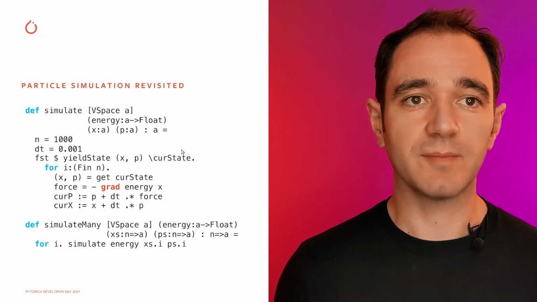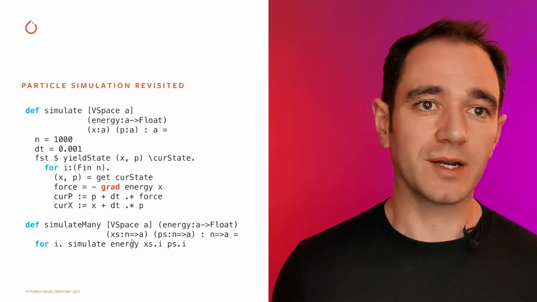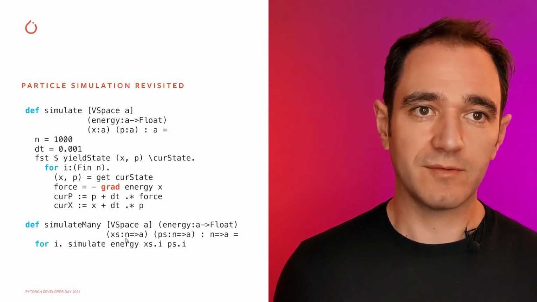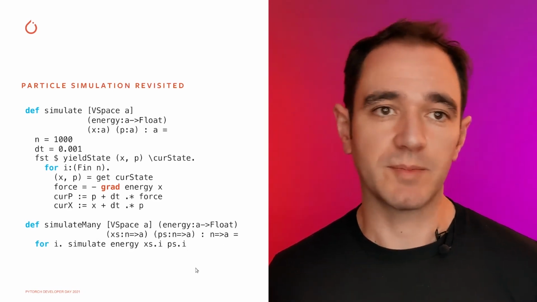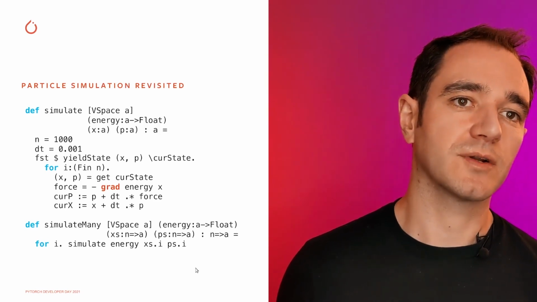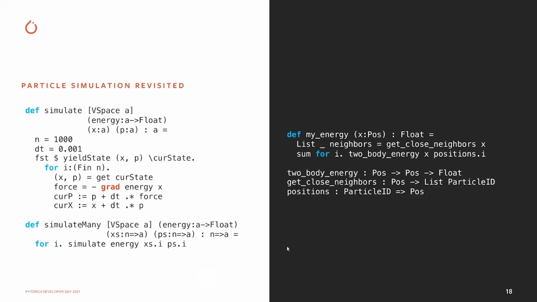Similarly, once we start to simulate many particles, we'll see that the number of particles that we give to simulate many is the same as the number of eventual positions that we get as a result, because again these shapes are encoded in the types. And then we can give it a function that uses dynamic shapes internally, and of course everything's fine. There should be no reason to ever get an error other than a type error when you try to differentiate or parallelize or anything like that.